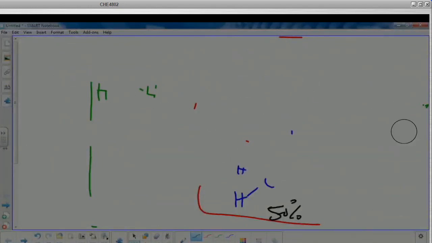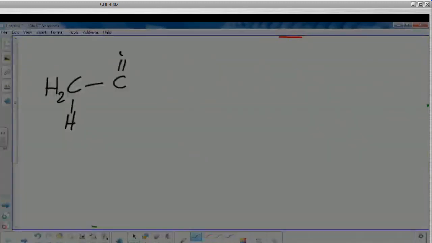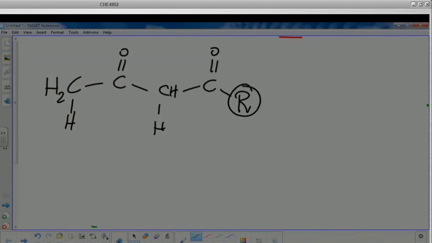Let me show you something. I'm jumping there just to show what I mean, okay? Usually you have H, let's say I'll put H2 so that it's not clumsy, then CH and then CO. Let me put R so that it's just any group here. Okay?